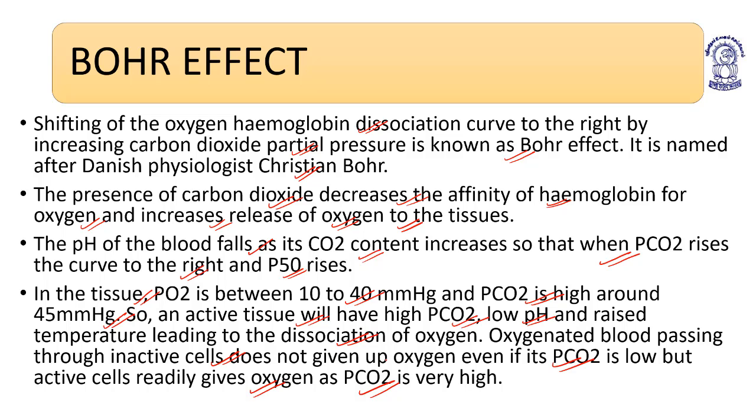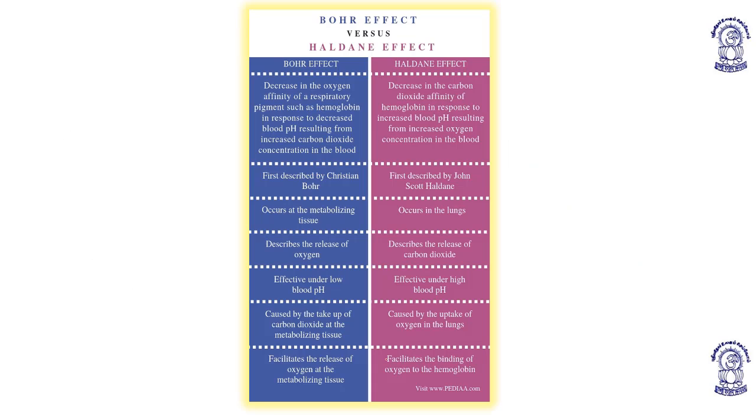The presence of CO2 decreases the affinity of hemoglobin for oxygen and increases the release of oxygen to the tissues. The pH of blood falls as CO2 content increases, so when PCO2 rises, the curve shifts to the right side. This is the Bohr effect versus the Haldane effect. Bohr's effect and Haldane effect, these are the two effects you have to remember.